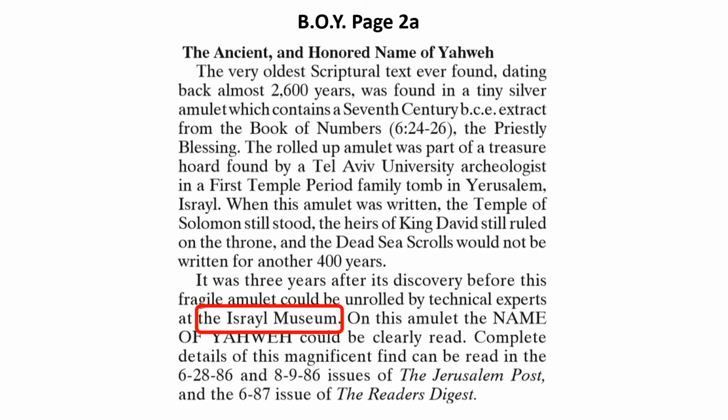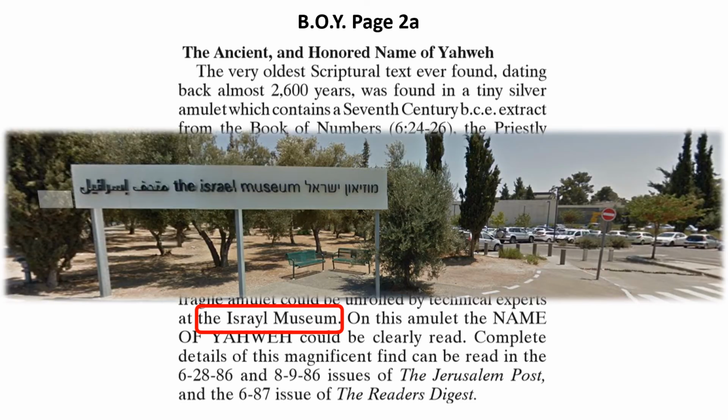Now look at how they spell the name of this museum. Here's the thing: I live in Israel. I actually live in Jerusalem, not that far away from this museum that they're trying to supposedly claim. This is the front of that museum. And if you look here, how is the name of the museum spelled? Look at how the authors of the BOY spell it, and look at how the museum is actually spelled. So they're already changing things in order to try to fit their terminology.